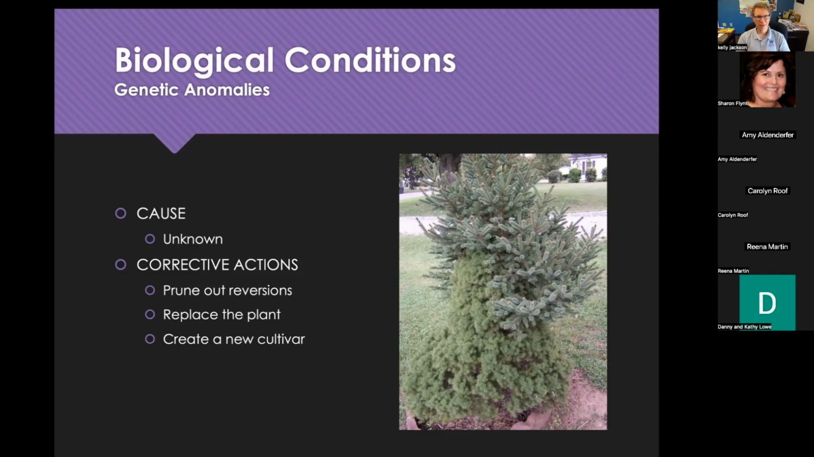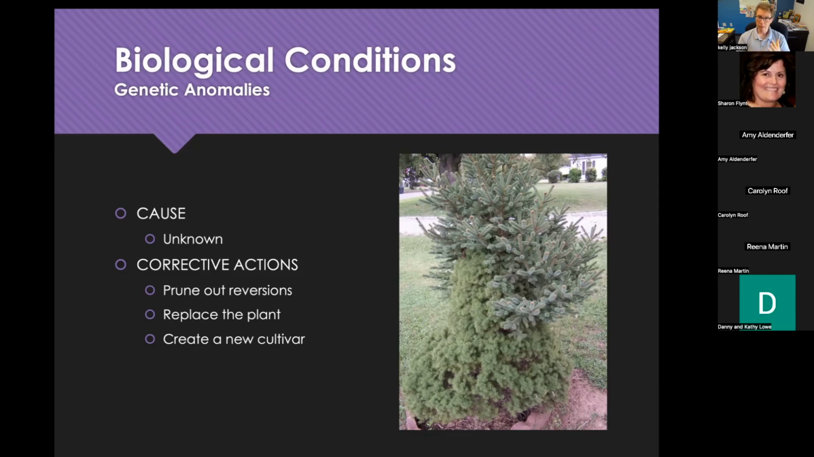This is a picture I took of a dwarf Alberta spruce. And this would fit into the category of genetic anomalies. Basically what you're seeing here, and this happens, I won't say frequently, but it's not uncommon, is for a dwarf Alberta spruce to have a side shoot come out that's a different spruce altogether, right? And it's not necessarily grafted. It's just genetics. Something happened in the plant, and we don't know why that happens. But we call that a reversion.